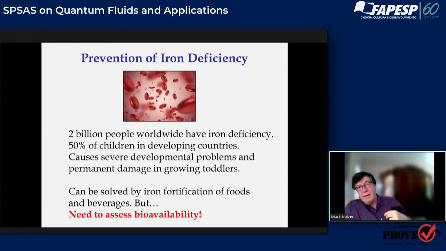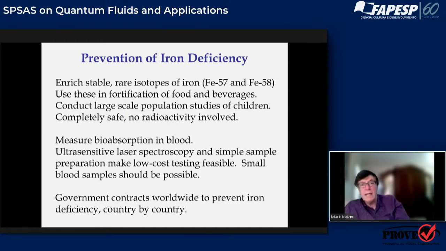And in fact, my collaborator and pediatrician, Steve Abrams, advised a country, I won't name the country, but they spent $5 billion on iron fortification for children, which was literally flushed down the toilet because they didn't do it right. But luckily, one can do this correctly.